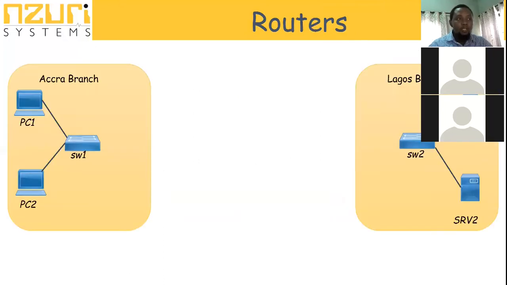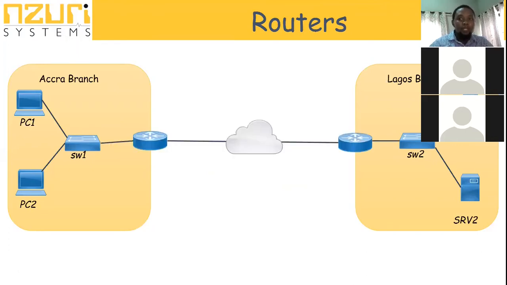So this is our previous diagram we have. And we already know that there's no way this switch here, in the Accra branch, can pass on anything to the Lagos branch. Switches are not allowed to do that, right? If we want to send anything across, then we'd have to introduce something else. And I know some of you are already guessing. Your guess is likely going to be right. We need to introduce routers.